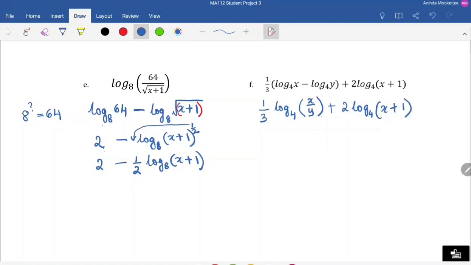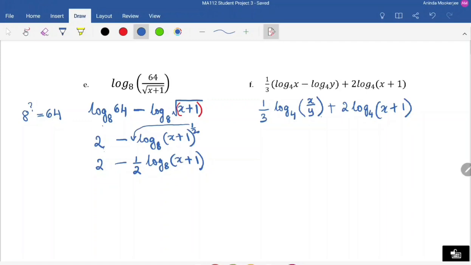Now, keep in mind that x plus 1 is a unit. We cannot just go and distribute log base 4 and write it as log base 4 of x and then log base 4 of 1. No, that's not permitted. X plus 1 is a unit. It's surrounded with brackets. It has to go as a unit.